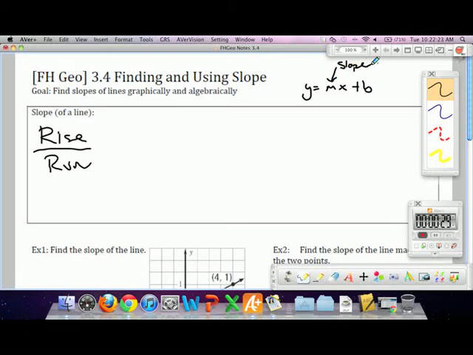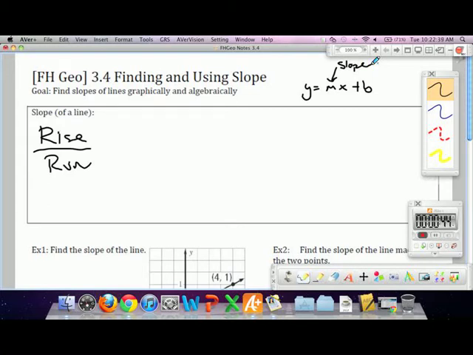This formula is not a slope formula. It contains slope, and that m is the slope, but it's not the slope formula. That's actually called the slope-intercept formula of a line. We'll be using that tomorrow when we do more graphing of lines.